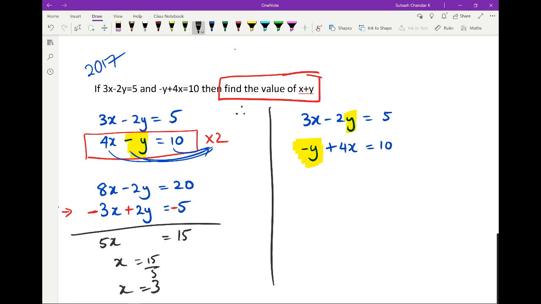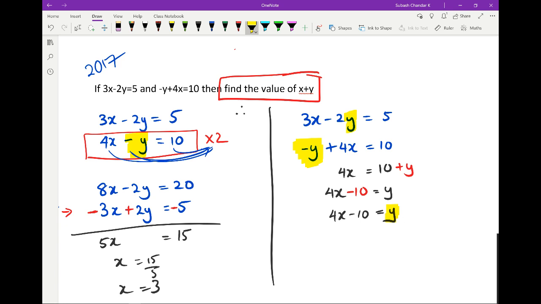So with the second equation, I'm going to rearrange it. I'm going to get 4x equals 10. When I bring y over to the right-hand side, it becomes plus y. Then in my next step, I bring the 10 over to the left-hand side, it becomes minus 10, and that's equal to y. So basically, I have 4x minus 10 equals y.